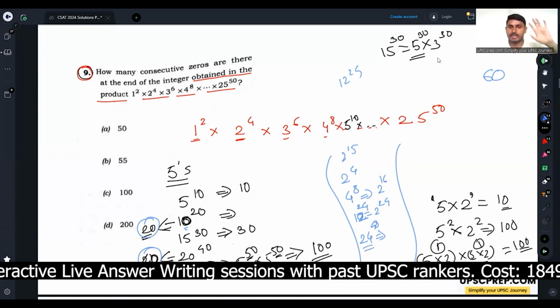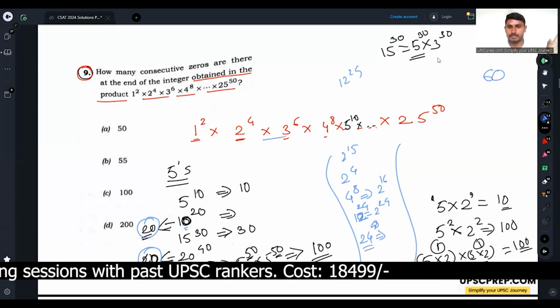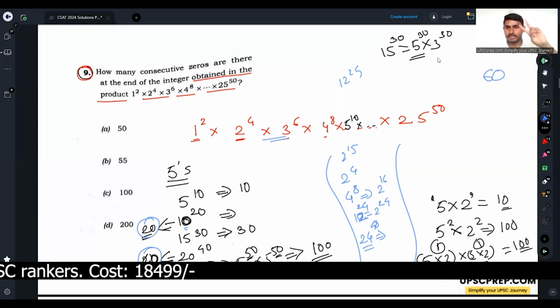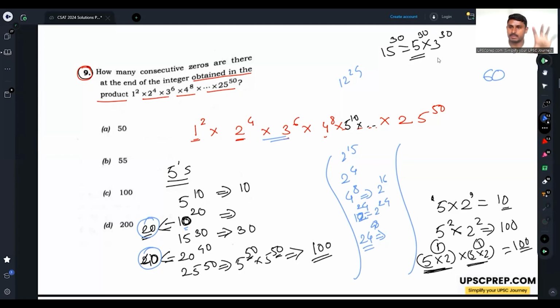So what I can see, in every even number which will be there in the product, there is a 2 and its own power. So there will be enough number of twos and the number of twos in this expression will be more than the number of fives. So the number of twos will be more than the number of fives. So I will have to just count how many fives are there.